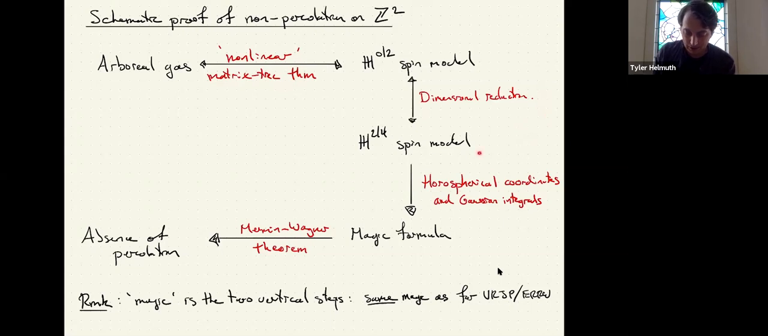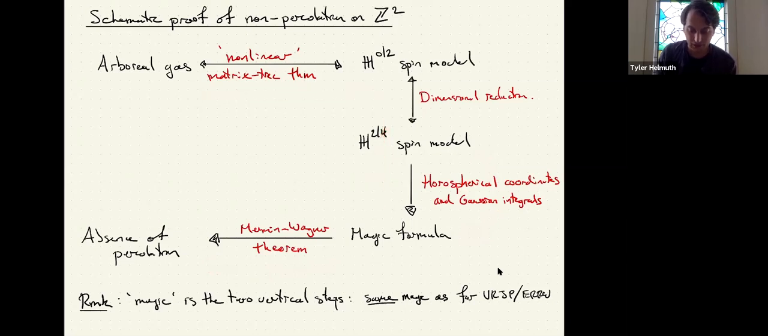The next step is to make a great choice of coordinates called horospherical coordinates, which were introduced in this field by Martin Zirnbauer. Then you compute a certain marginal, and that gives you this magic formula, this connection probability formula. The last step is to prove a Mermin-Wagner theorem, which tells you that there's no percolation. The last step is an analytic step where you actually make an estimate. The first three parts are basically identities.